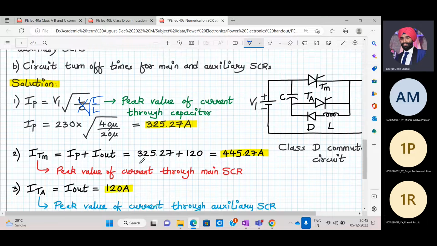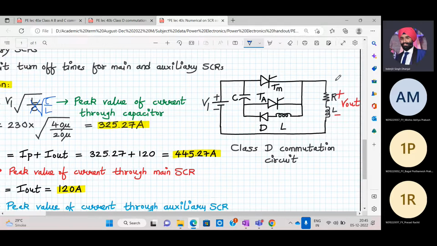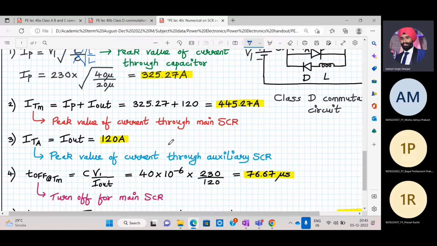All right. Now the main SCR will carry I out plus the capacitor current, which is IP. So I out current is given to you, 120. So 120 plus 325 will give you 445 amperes. So that much current is the main SCR carrying. And these are practical situations. The main SCR is carrying this much large current. You have SCRs capable of carrying that much current.